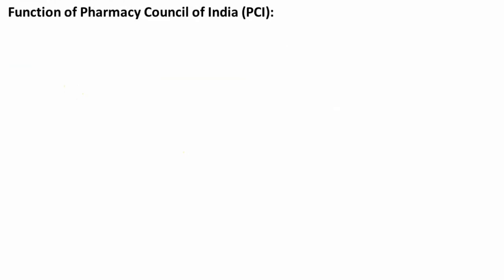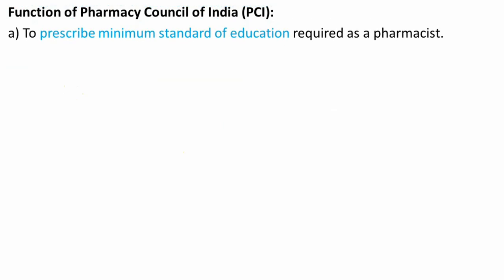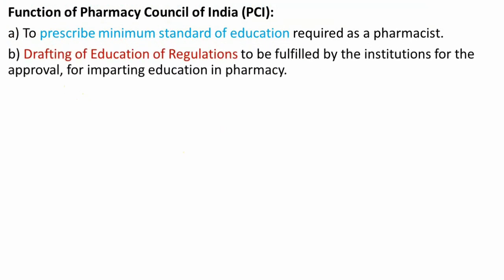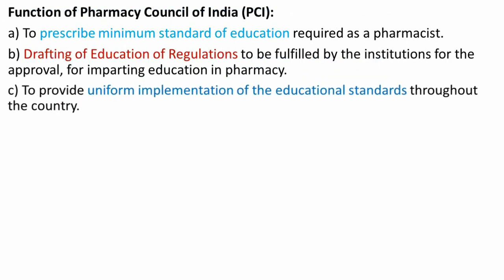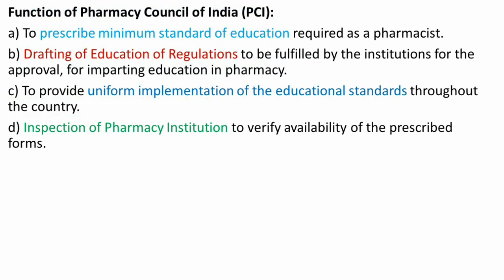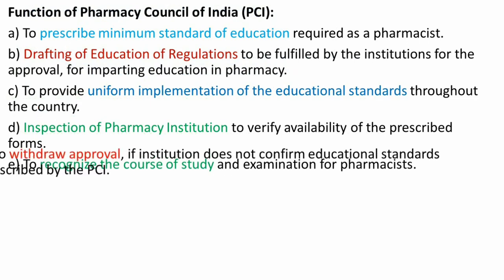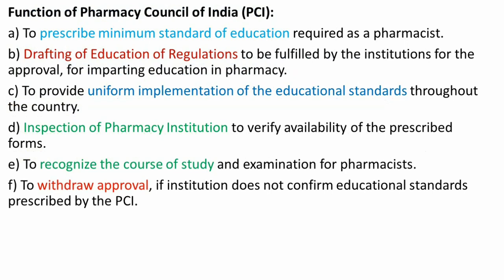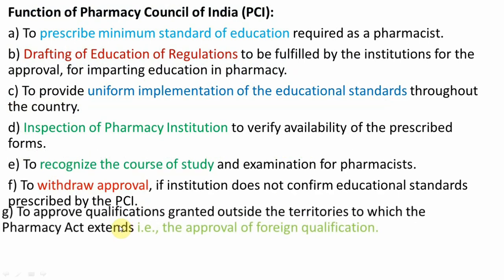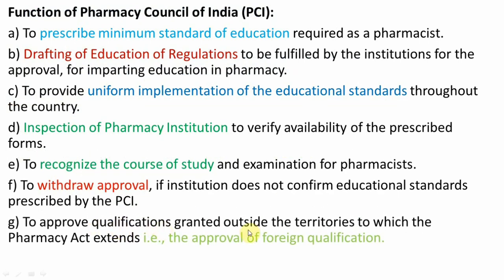The next topic is the functions of the Pharmacy Council of India. First function is to prescribe minimum standards of education. Then, drafting education regulations to be fulfilled by the institution for approval for imparting education in pharmacy. Then, to provide uniform implementation of the educational standards throughout the country. Next, the inspection of pharmacy institutions. Then, to recognize the course of study and examination for pharmacists. Then, to withdraw approval if any institution does not conform to educational standards prescribed by the Pharmacy Council of India. Then, to approve qualifications granted outside the territories to which the Pharmacy Act extends, that is, approval of foreign qualifications.